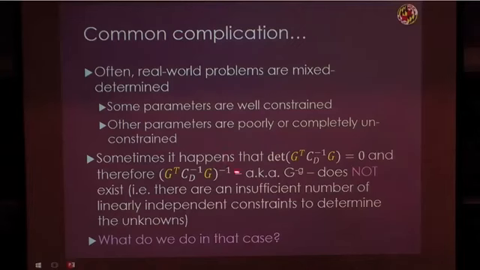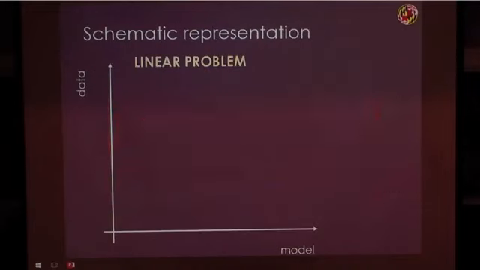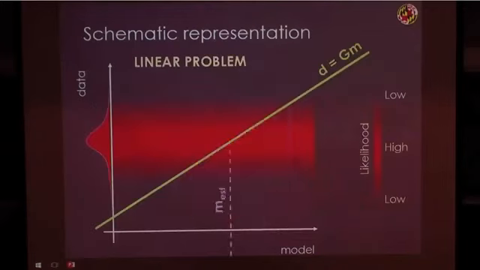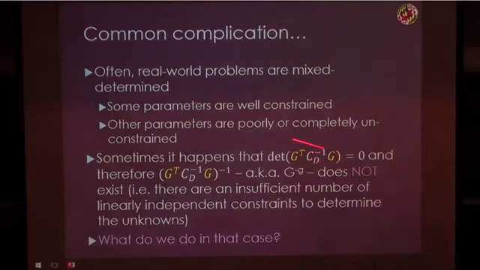So when that happens, the determinant of this matrix... In our solutions, we always had to take the inverse of this matrix here. But when you have this mixed determined problem and one of the parameters is completely unconstrained, the determinant of that matrix becomes 0, and you cannot take the inverse of it. The inverse doesn't exist. The matrix becomes singular. This guy here, we sometimes call G minus g, the generalized inverse. Anyway, this notation will come up later in the lecture.